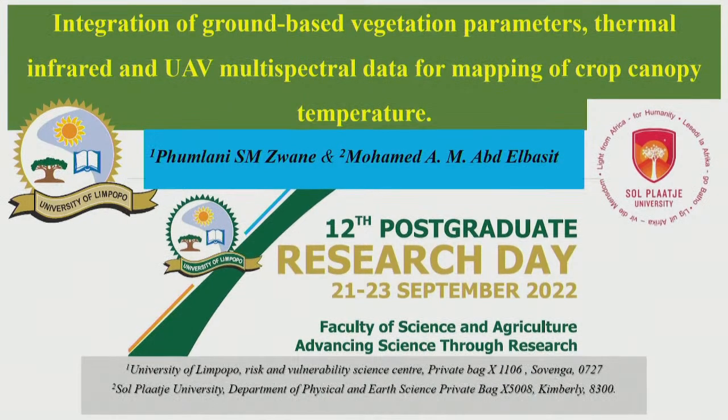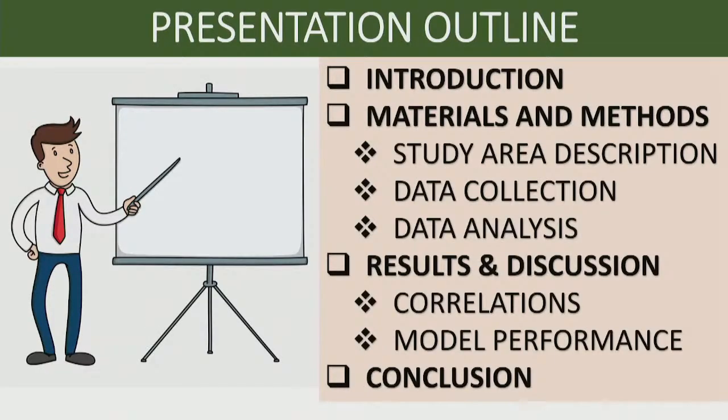And then we also combine them with thermal infrared. So we use a thermal infrared camera. And then we also used an unmanned aerial vehicle, which is a drone. We use drone data to actually try and estimate canopy temperature. So this is going to be the outline.